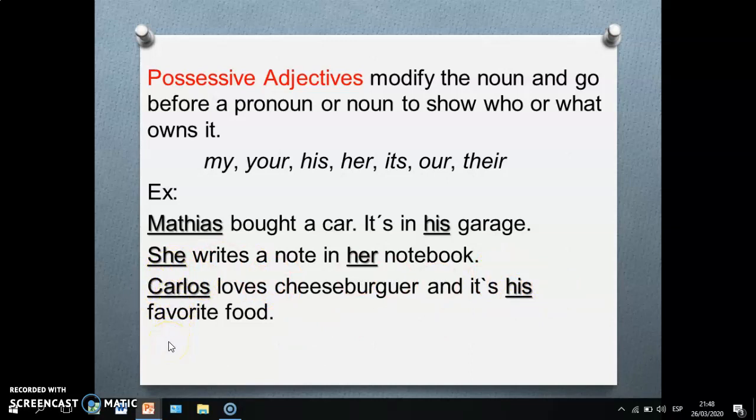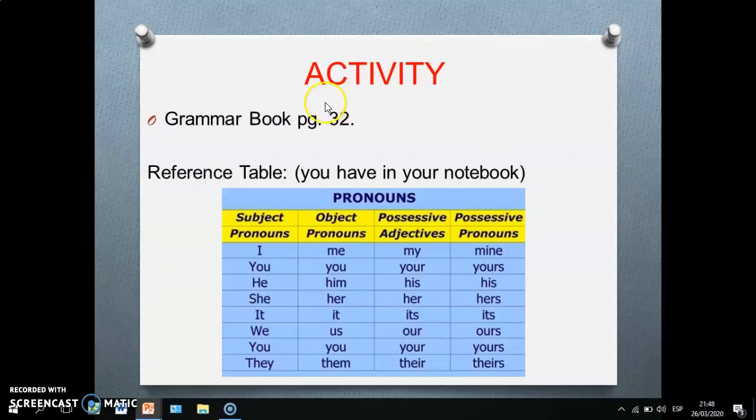Okay, this video can help you to develop the activity in your grammar book. The grammar book activity is on page 32. Here I put a reference table that you have in your notebook. Remember, many weeks ago I gave you a piece of paper like this and you pasted it in the notebook. Here you can see the subject pronouns and the possessive adjectives.